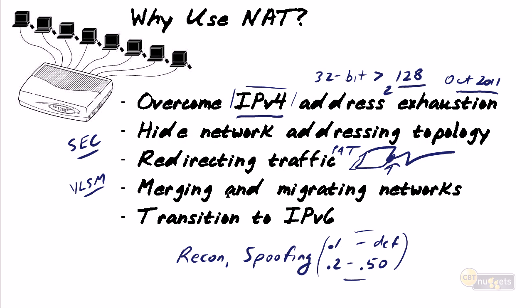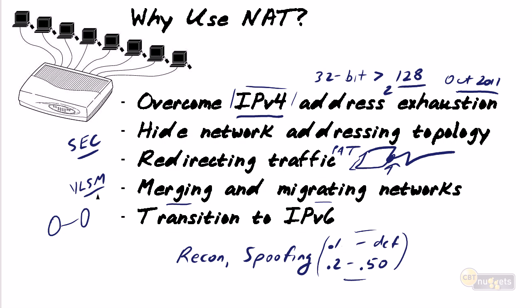We can also use this to accommodate when we merge networks or migrate networks. These are good systems to use for the temporary migration period. If two companies merge, for example, you might want to use NAT until you can have a complete, unifying, centralized IP address hierarchy.